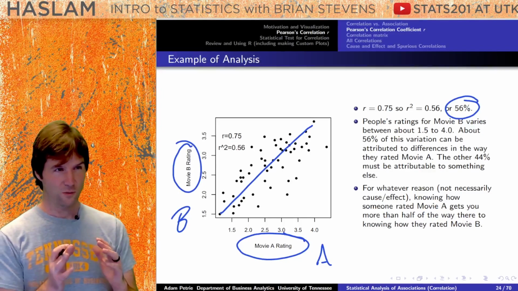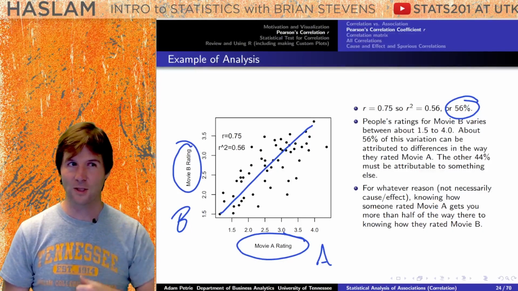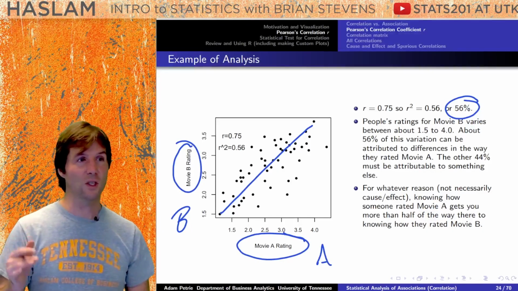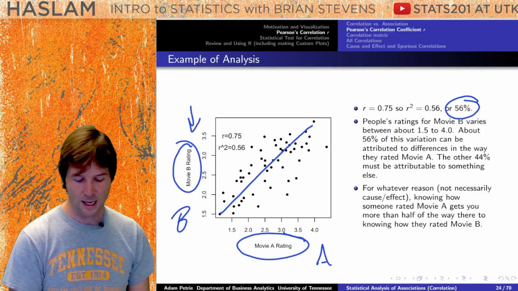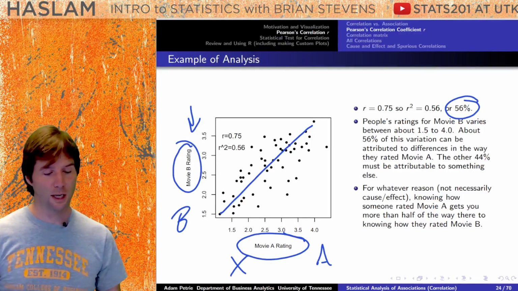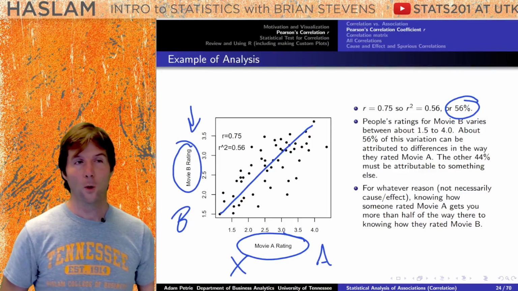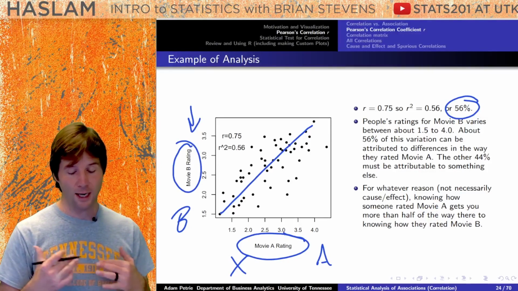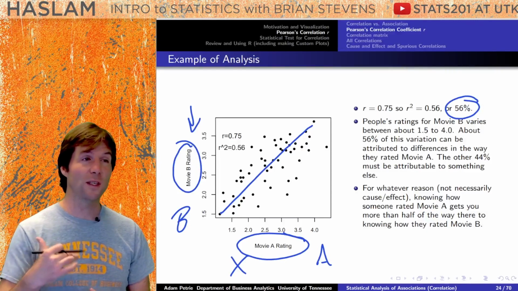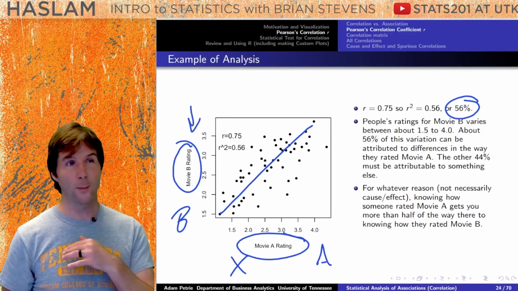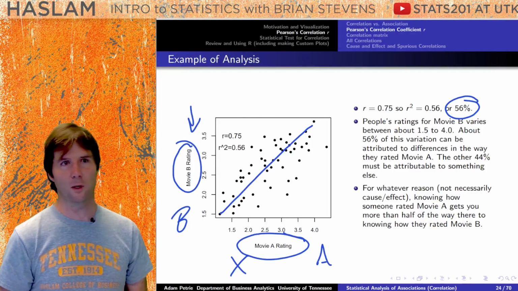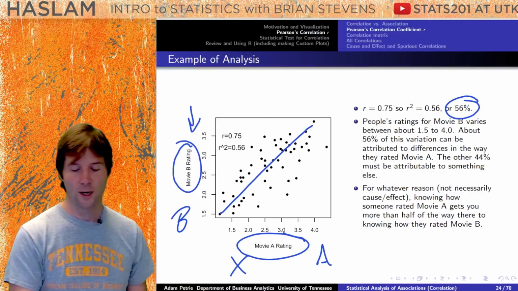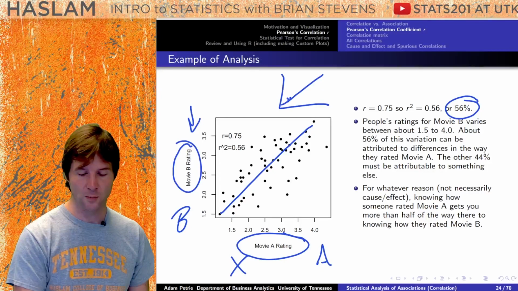So write that down probably, because that's a good thing to understand and be able to talk about. 56% of the variation in movie rater B is explained by the variation in movie rater A. Or you could say, knowing movie rater A's scores, you would understand 56% of the variation in movie rater B's scores. If it was perfect, all the dots would be on the line, and you'd be like, oh, if I know movie rater A's score, then I will 100% know movie rater B's score.